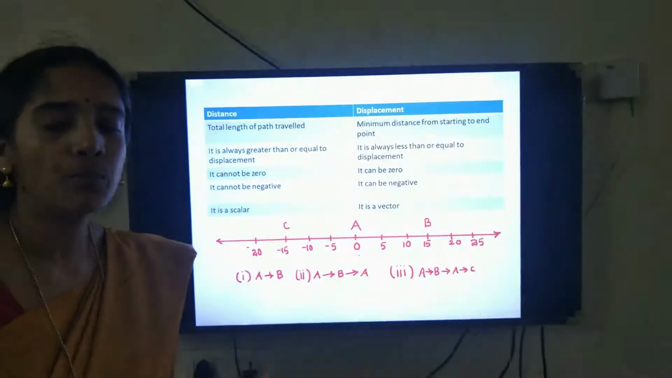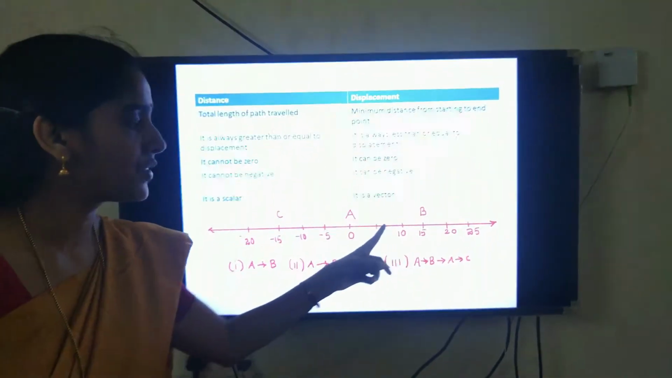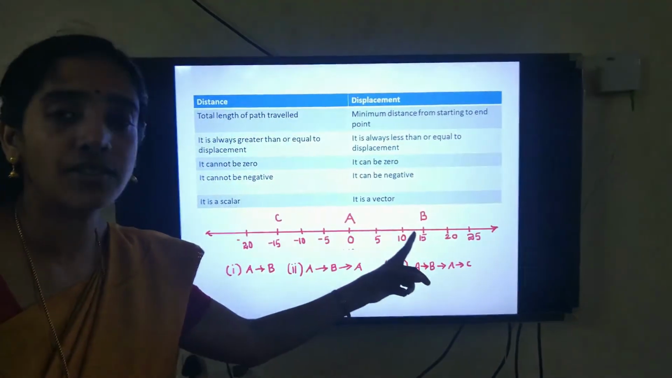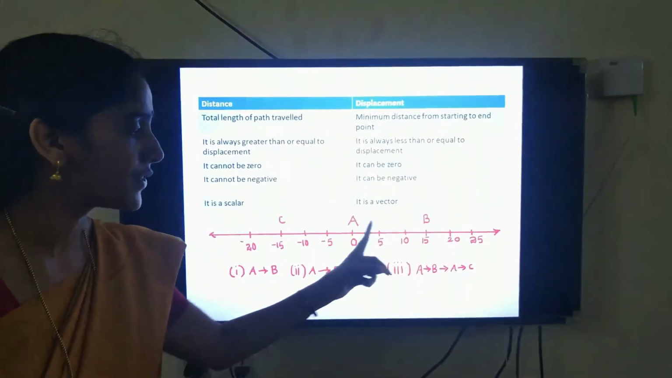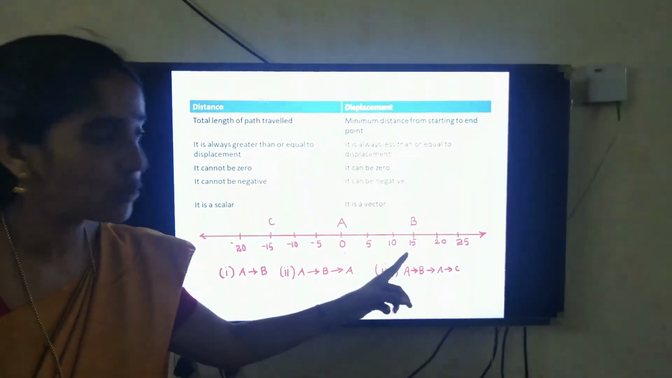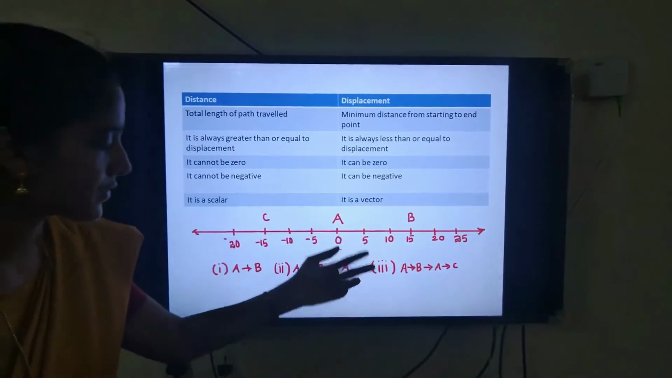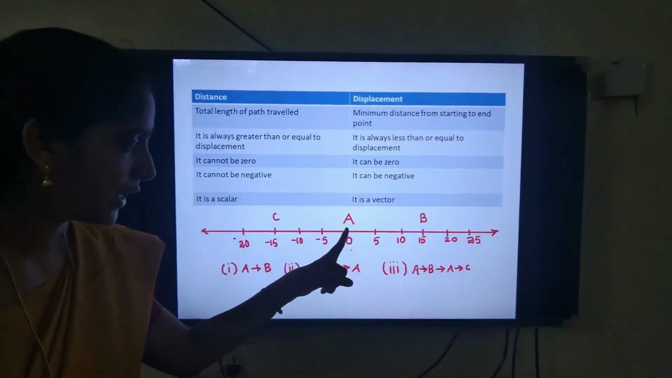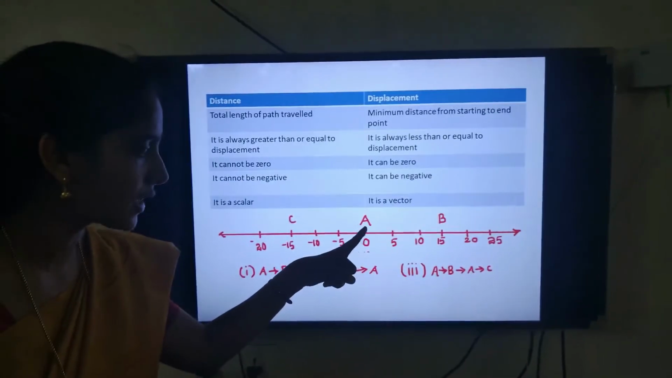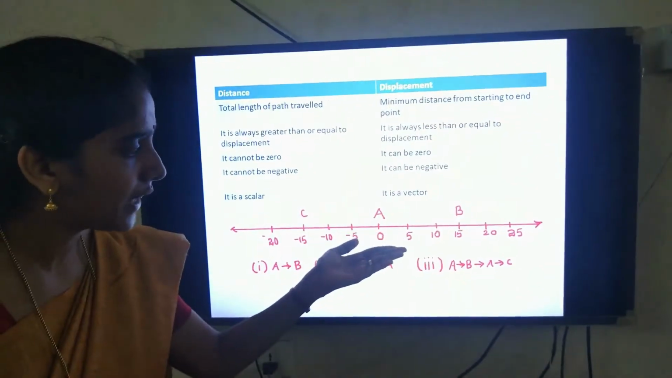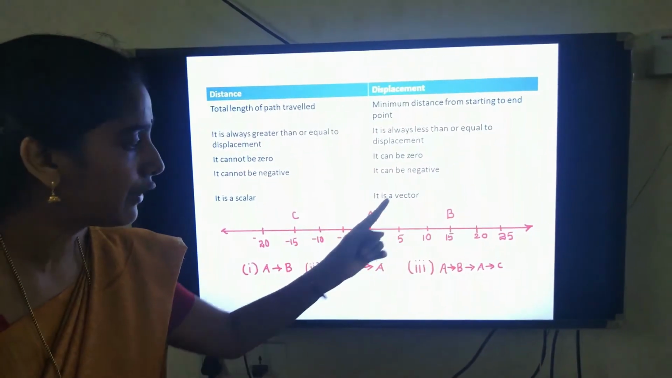Yes. They can be equal if the object travels in a straight line in the same direction. Then distance and displacement are equal. Okay, this is the first case. Now next, suppose the object started from A, moving to B, and then coming back to A. So in that case, you see what is the distance travelled?